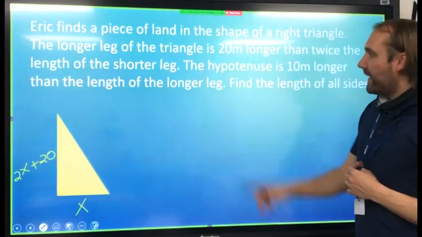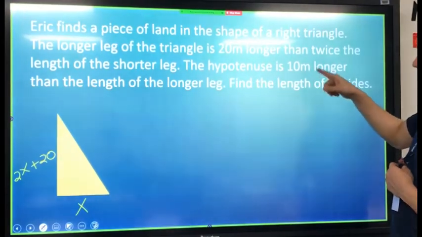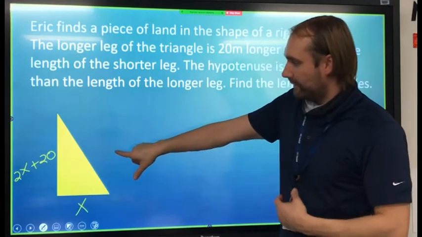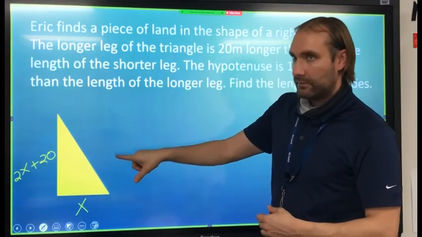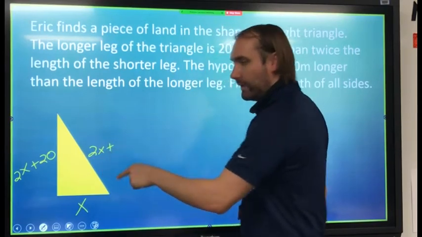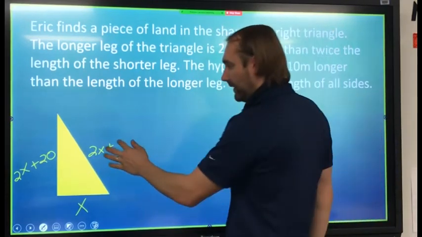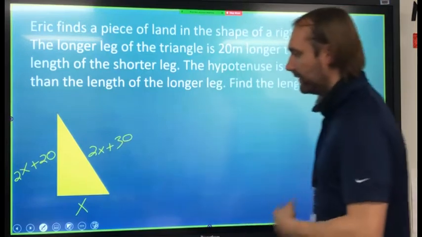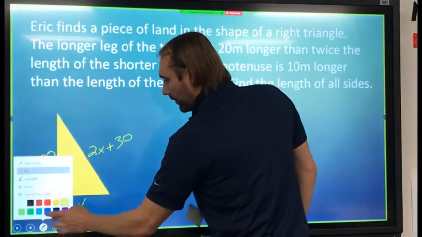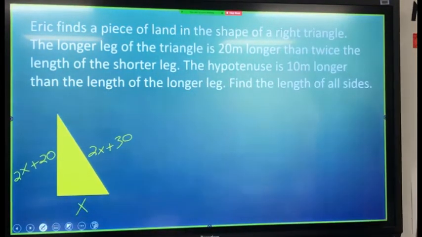Now the hypotenuse is 10 meters longer than the long leg. So what should I put down for the hypotenuse? 2x plus 20 plus 10, which gives me c. 20 plus 10 is 30, so 2x plus 30. Good so far? Now, what should we do with these sides?